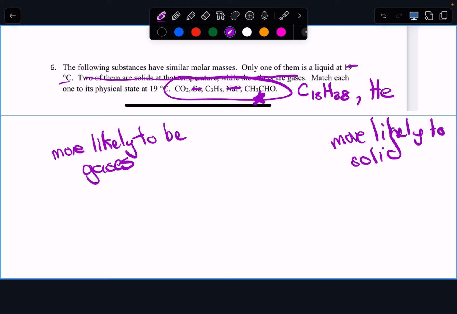Okay, so those 5 compounds, I want you to rank them, starting with the ones that are most likely to be gases, and put them in order up to the ones that are most likely to be solids.